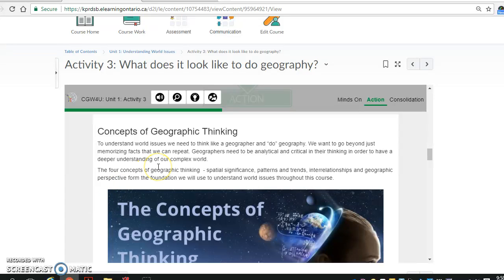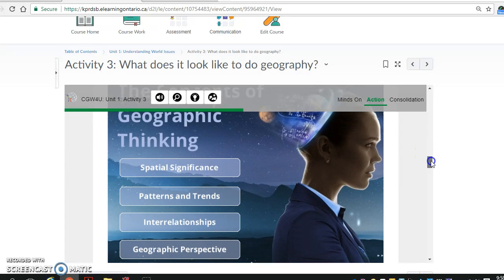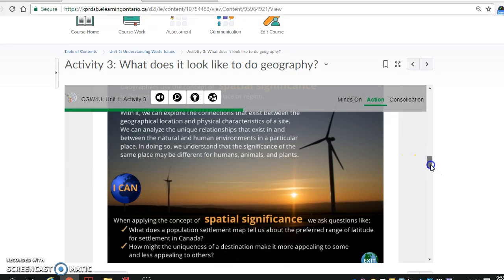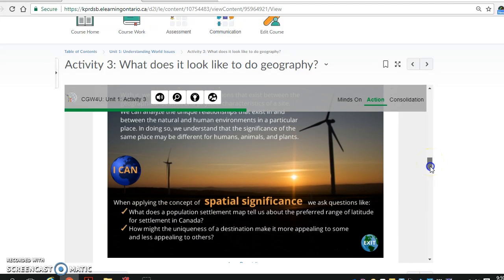The concepts of geographic thinking are threaded throughout all geography courses. So the concepts of geographic thinking involve spatial significance, patterns and trends, interrelationships, and geographic perspective. I strongly encourage that you click on each one of these and investigate what they mean. For example, spatial significance, we explore the connections that exist between geographic locations and the physical characteristics of that site. They take a look at the relationships between the environment and people. What do we use that environment for? How does it affect where we live and why?